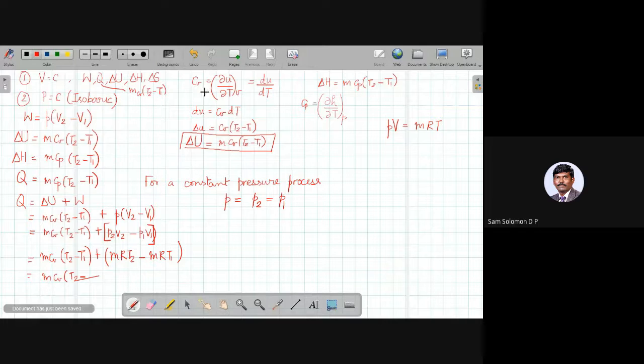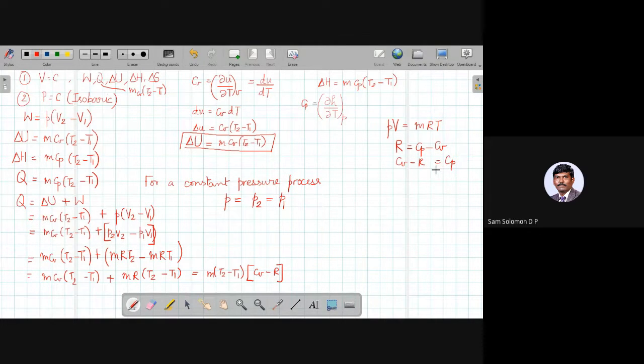mcv into T2 minus T1 plus mR times T2 minus T1. Now if you look at both these terms, m and T2 minus T1 are common, so you can take m into T2 minus T1 as common on the outside, and in the inside you will have Cv minus R. And we know the definition of R is Cp minus Cv. So Cv minus R is going to be Cp.